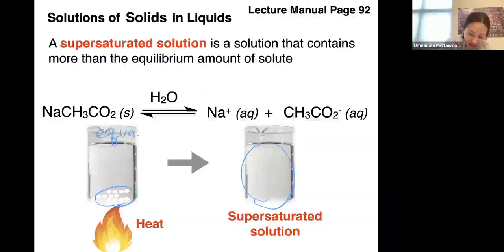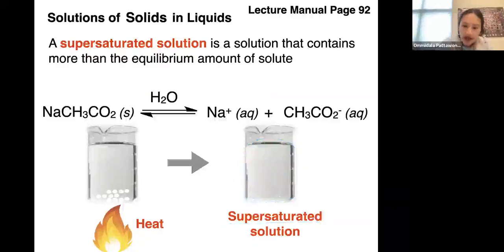A supersaturated solution is going to happen when you actually add more than the amount at equilibrium. You can achieve that by heating it up. And because a supersaturated solution has an amount of solute that exceeds equilibrium, it means that the supersaturated solution is going to be very unstable.